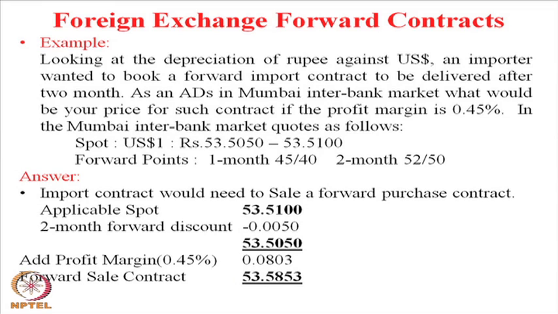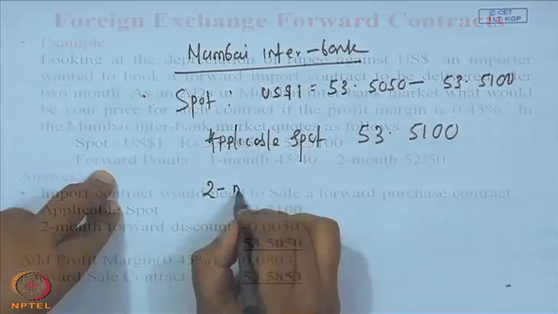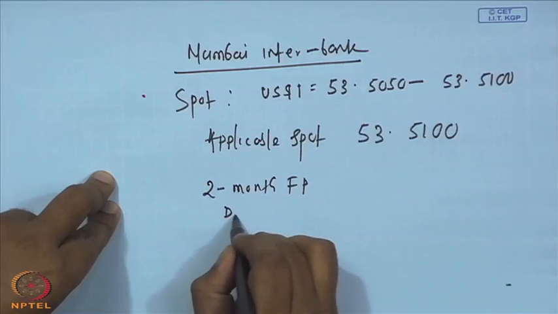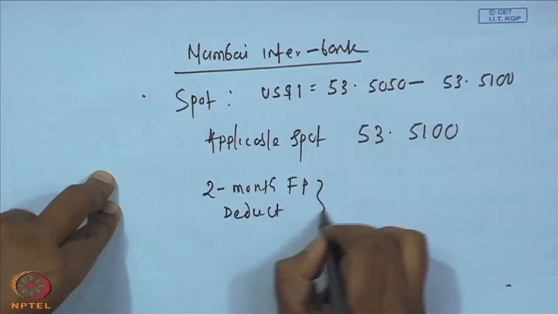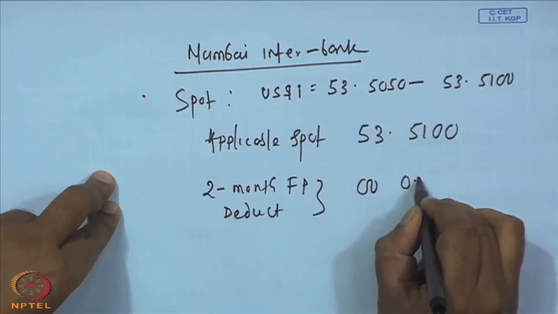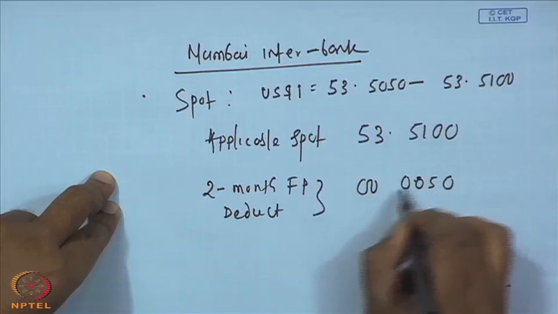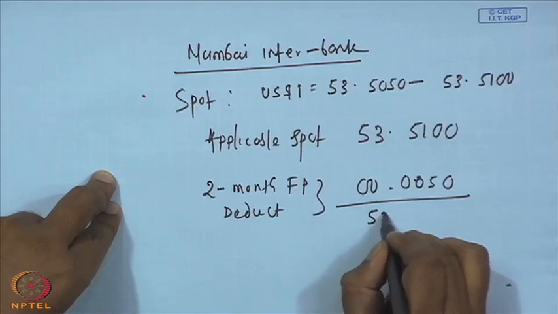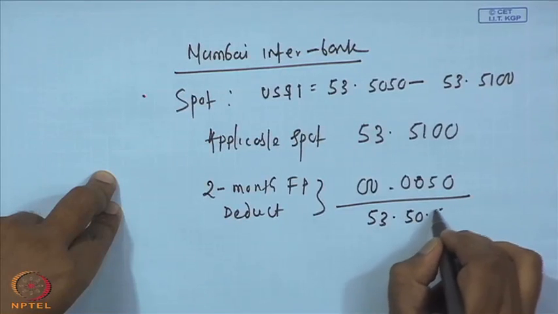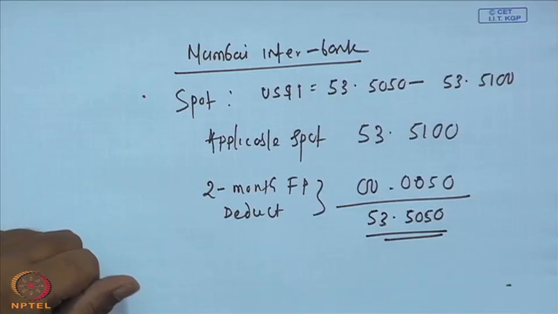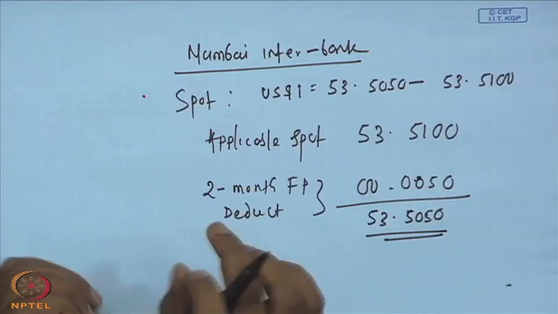The applicable forward point is for 2 months, and it needs to be deducted. The 2 month forward premium is how much? 0.0050. Now, what is the rate? 53.5100 minus 0.0050, so after 2 months the dollar will be quoted at 53.5050.